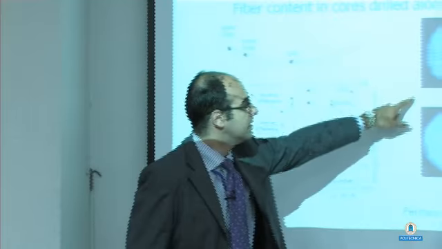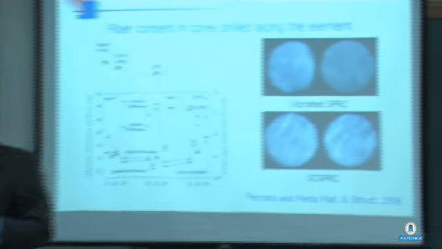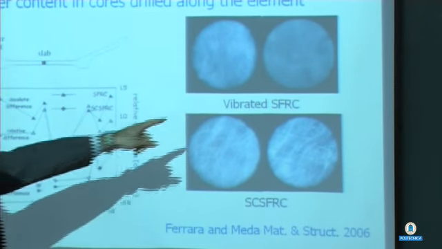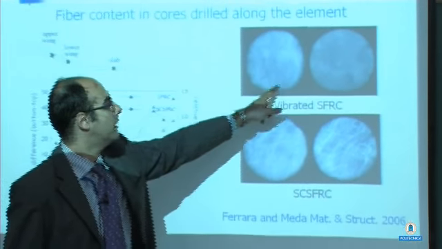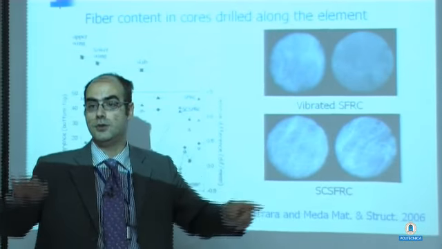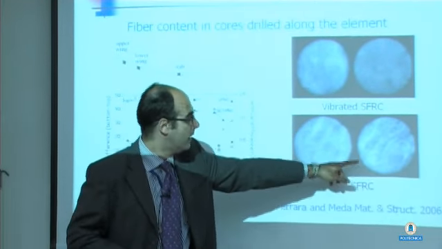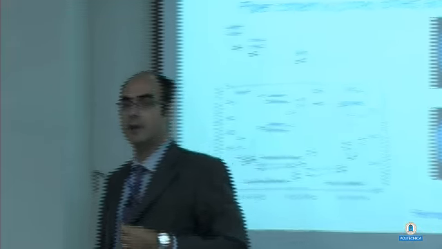And you can see here, these are X-ray pictures of the same core, which was afterwards cut into halves. This was the top part of the core. This was the bottom part. You can see that in the top part, due to vibration, you have almost no fiber at all. All the fibers were here, while these were with self-consolidating fiber reinforced concrete, which was with no vibration, and you can see that the suspension of the concrete, the fluid concrete, was able to hold the fibers in the right place.